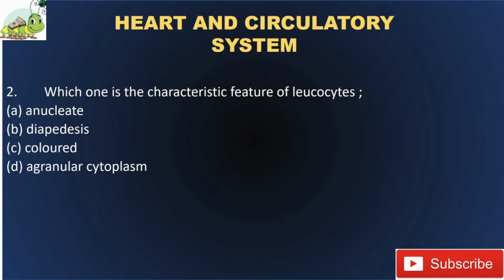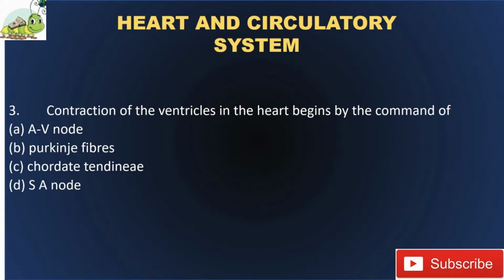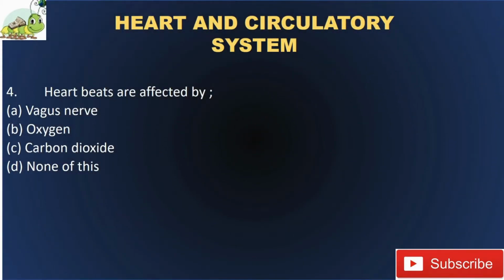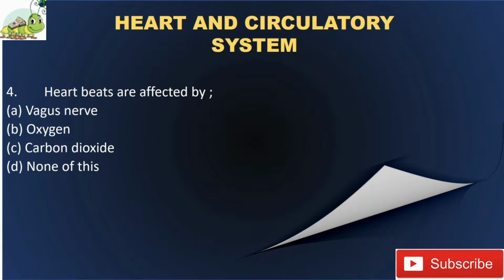Question number 2. Which one is the characteristic feature of leukocytes? Aneuploid, diapedesis, colored, agranular cytoplasm. Question number 3. Contraction of the ventricles in the heart begins by the command of the AV node, Purkinje fibers, chordae tendineae, SA node. Question number 4. Heartbeats are affected by the vagus nerve, oxygen, carbon dioxide, none of these.